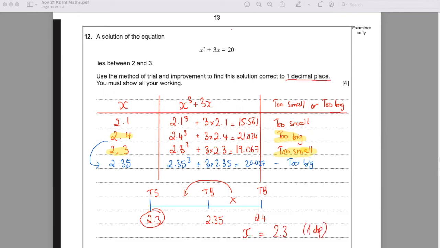Now, in the exams, if you can't really remember what I just explained there, or you don't really understand that, the easiest way to remember it is that it's always going to be the odd one out. So the too big, it's always the one different, which is too small there. And that will be your final answer.